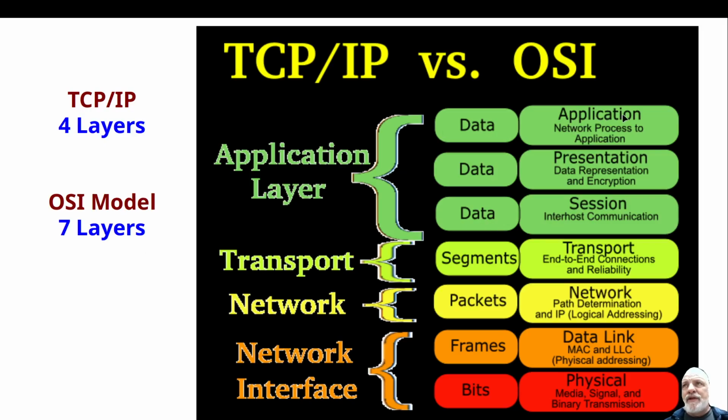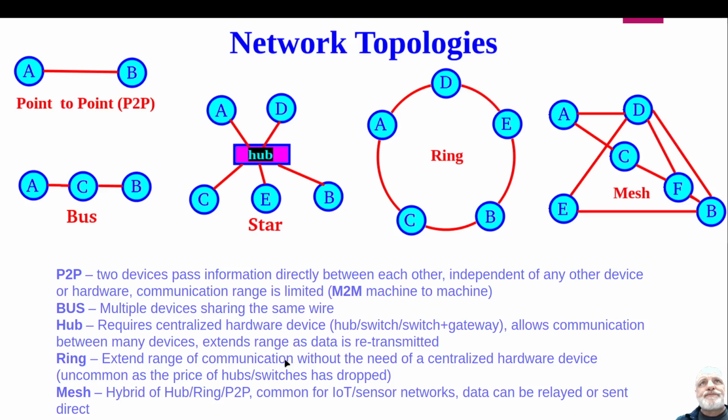But basically, if you look at the top 3 of the OSI, those are grouped together and just called the application layer for the TCP/IP. And then the transport doesn't really change, and the network doesn't really change. In the OSI model, they break down the physical wiring and transmission and the communication piece into 2 different sections, which are grouped together in the network interface layer.